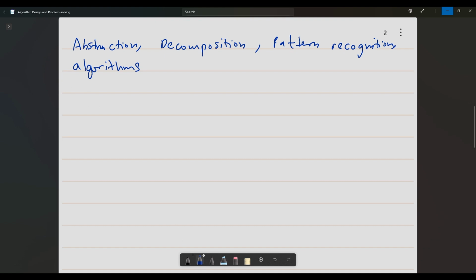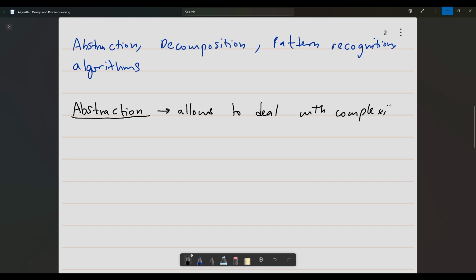So what is abstraction? Just looking at the word, I'm going to give you a brief statement about it. It allows us to deal with complexity.